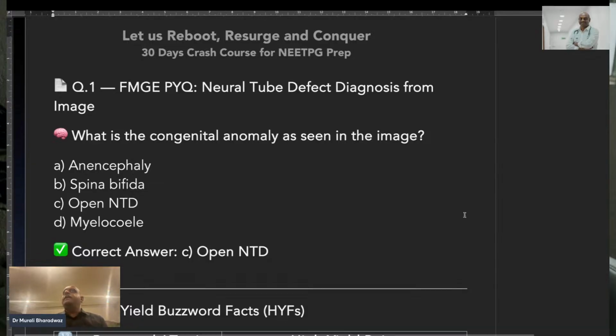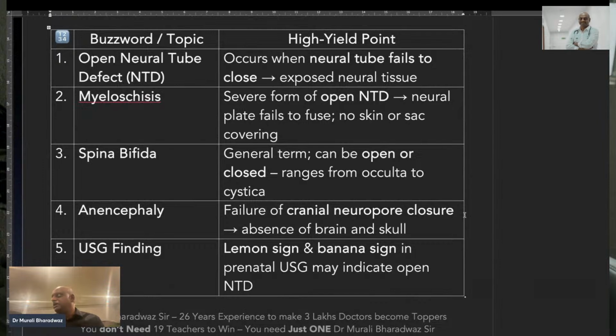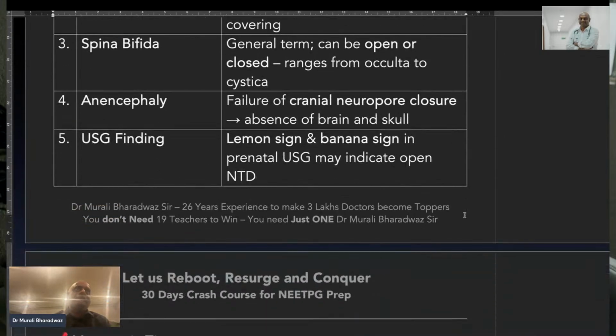What is the congenital anomaly? Neural tube defects are a favorite question of the examiner. You should know how to identify the myelo means spinal cord, and spina bifida and anencephaly, etc. What are the two signs on ultrasound, doctor? Antenatally, lemon sign and banana sign are the two signs.